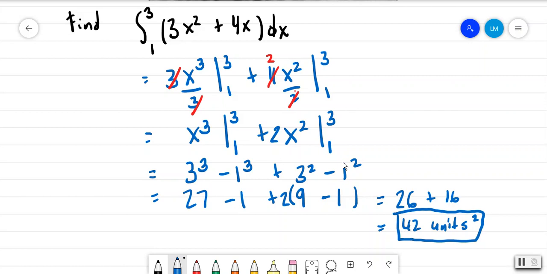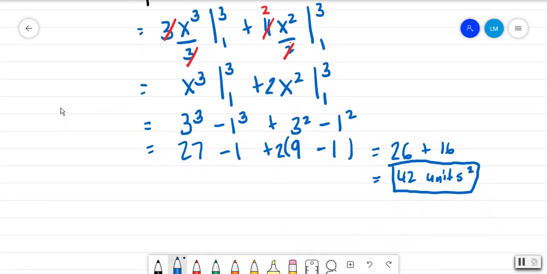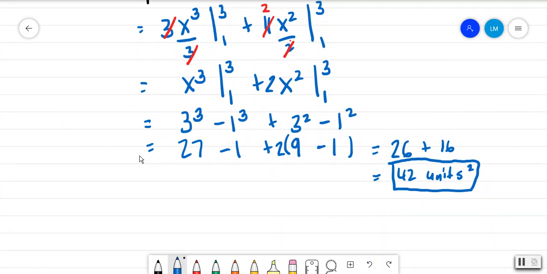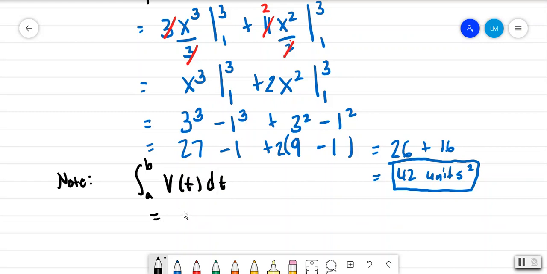Okay, now note that if you were going to apply the fundamental theorem of calculus, say you're integrating from a to b, and this is the velocity function, and you take the antiderivative. The antiderivative is the position function s of t being evaluated from a to b, which is actually equal to s of b minus s of a.